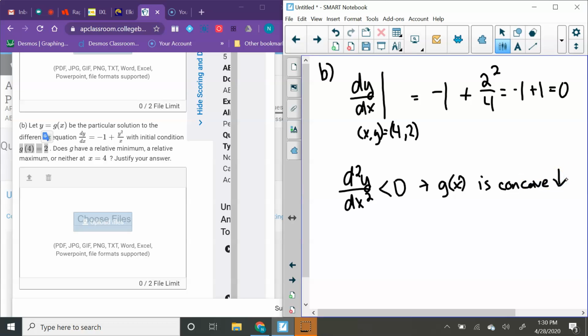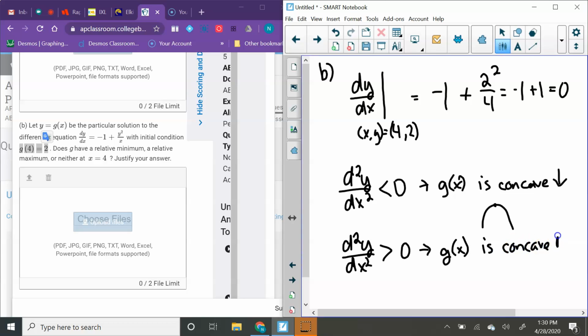And if we know it's concave down, then it would have a maximum point. Or if we know the second derivative is greater than 0, that tells us that g of x is concave up, which tells us that we would have a minimum point at that point.